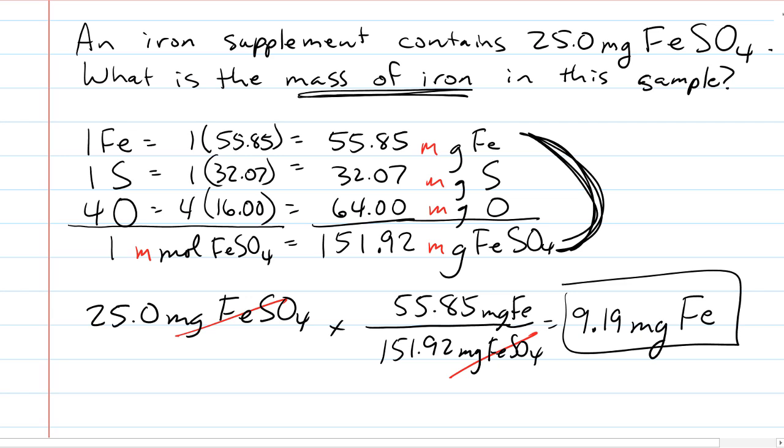Of course, now once you calculate that, you should ask yourself if this answer makes sense. Should this number be bigger or smaller than the mass of the tablet itself? Smaller. Smaller, exactly. If the iron is contained in the tablet, it has to have a mass that's smaller than the amount in the tablet altogether. Any questions with that one?